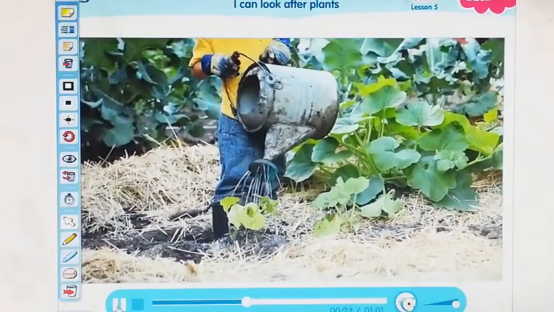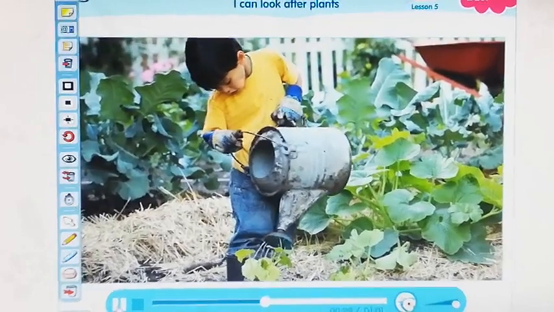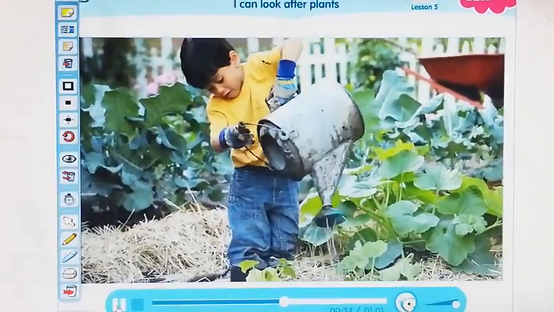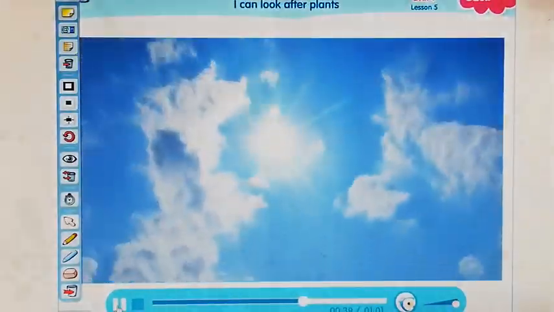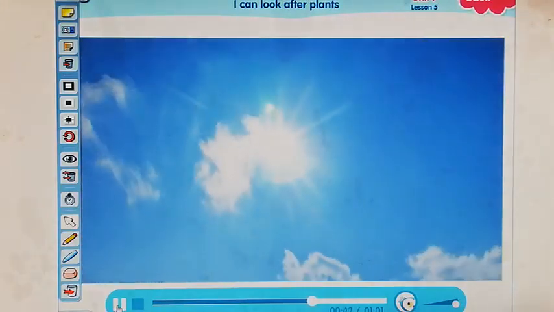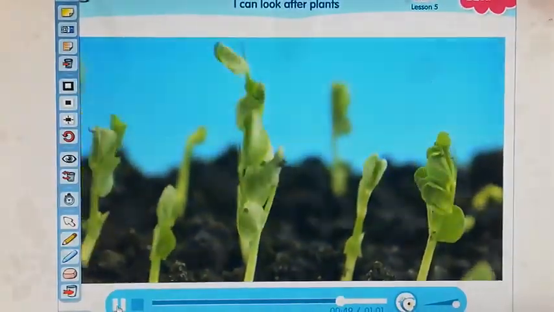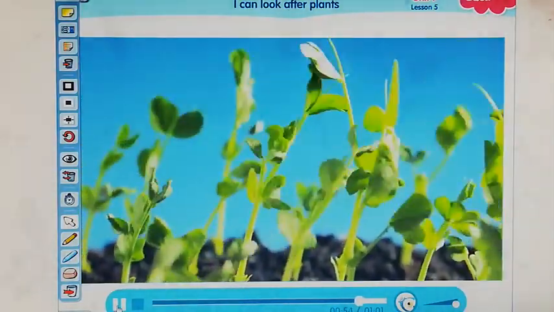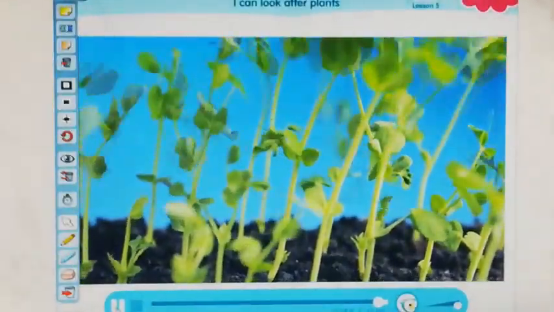This boy can water the plants. He is using a watering can. The plants need lots of water to grow. Look, the sun is shining. The plants need sunshine to grow. Plants are growing. You see now, the plants are growing. Water and sunshine make the plants grow big and tall.